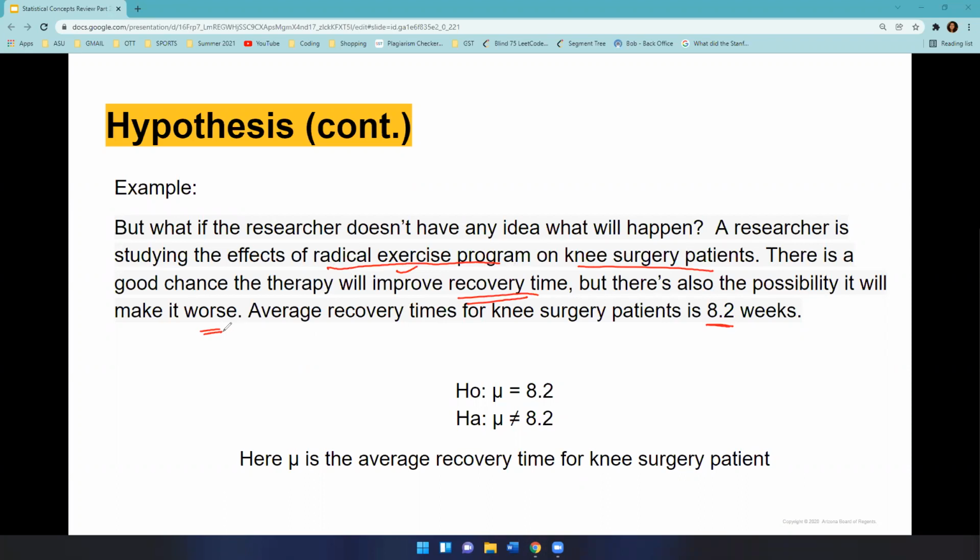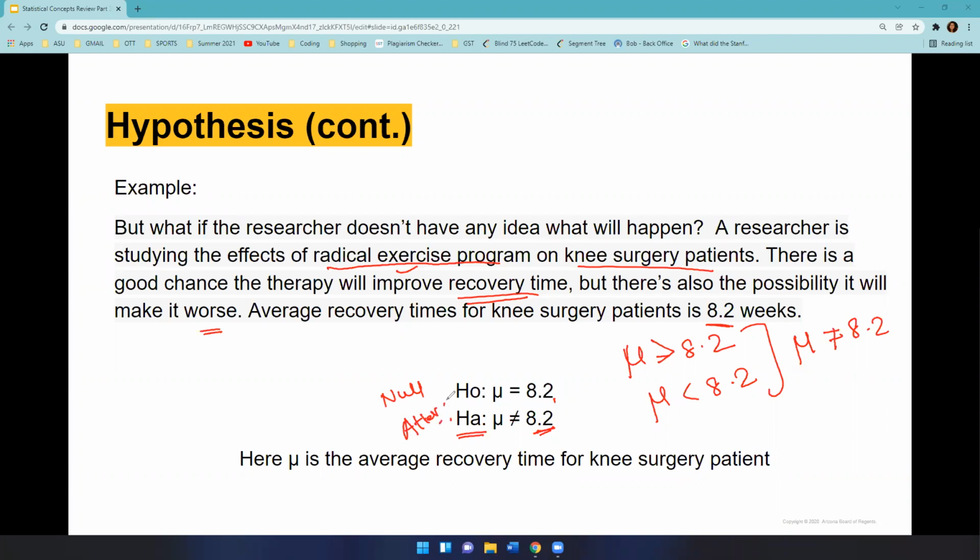So in that situation, what would be the alternative hypothesis? That the researcher expects either it will improve or it will make it worse. So either the average recovery time would be greater than 8.2 or would be less than 8.2. So basically we can say it won't be equal to 8.2. So this becomes our alternative hypothesis, that our average recovery time won't be equal to 8.2. And what if the experiment fails? Then this means that our average recovery time will be the same. So it will still be 8.2. So this becomes your null. This becomes your alternative.